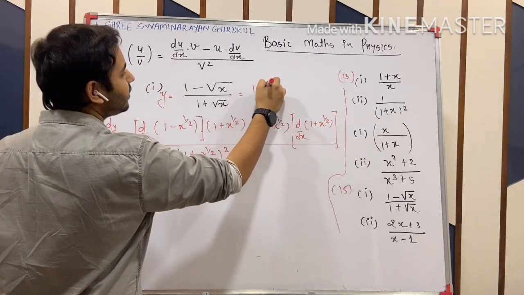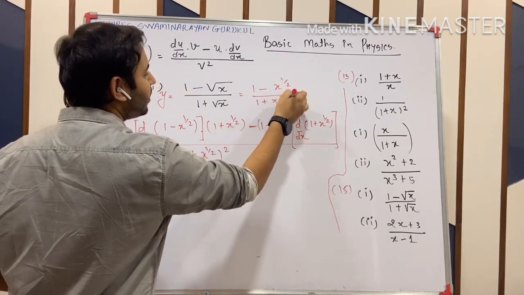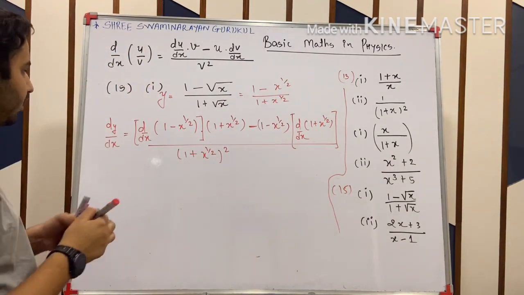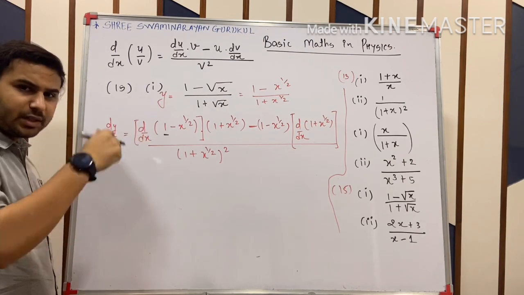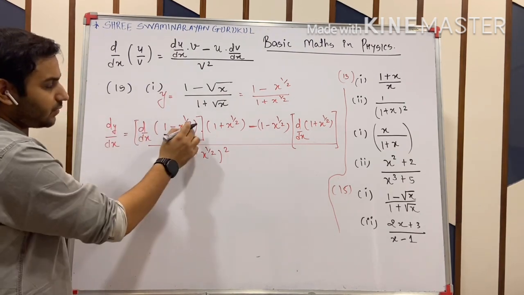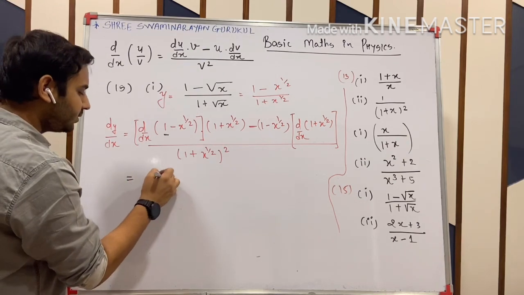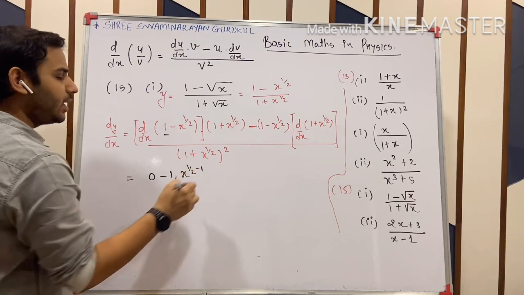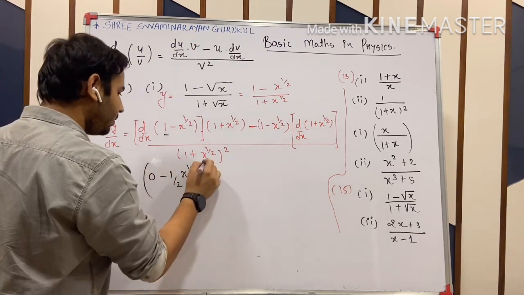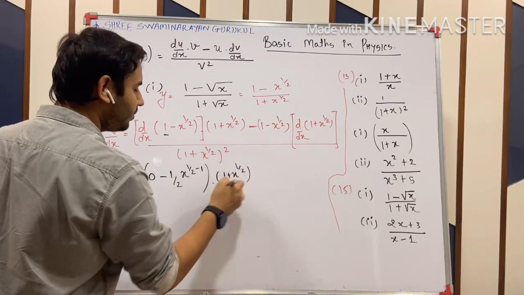This can be written as x raised to 1 by 2, 1 plus x raised to 1 by 2. Root x is x raised to 1 by 2. Now, differentiation of this 1 is 0 because it is a constant term, and differentiation of x raised to 1 by 2, you can write 0 minus 1 by 2 x raised to 1 by 2 minus 1, into this term as it is, 1 plus x raised to 1 by 2.